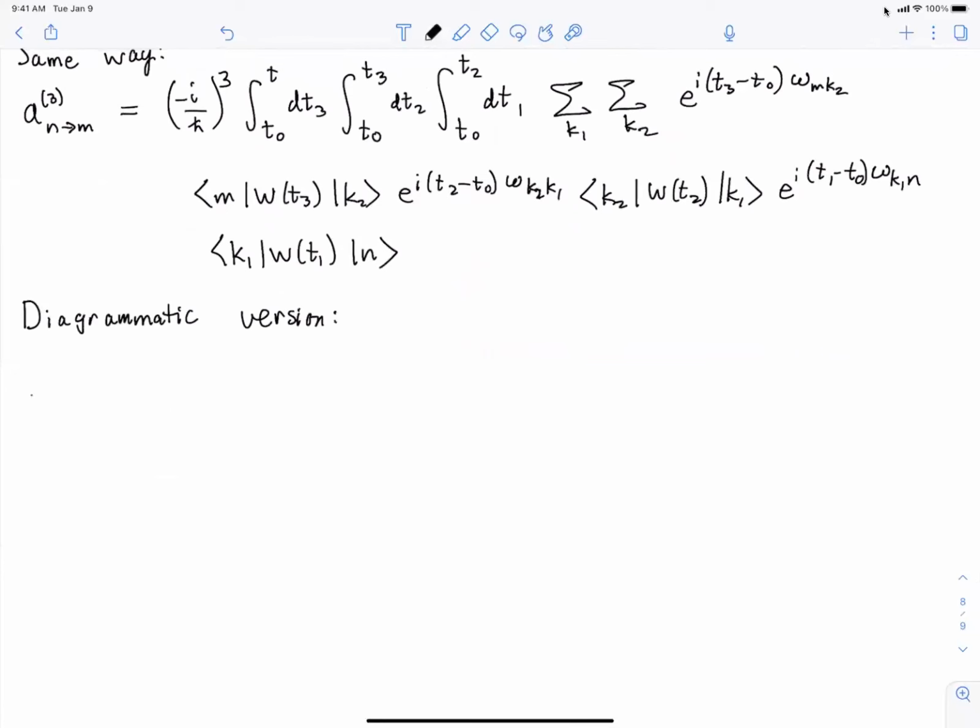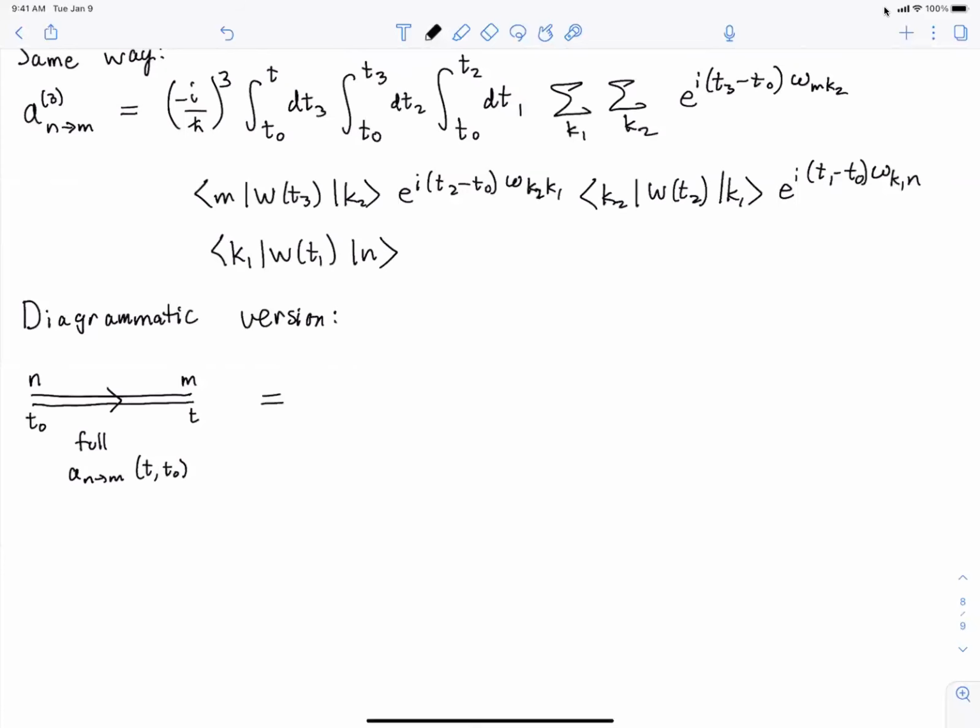Okay, so let me do it the following way. I'm going to draw a double line with an arrow on it. And that's going to represent the full transition amplitude to go from T0 to T. So I'm going to label the first part of the line as T0 and the second as T. And I'm going to say I'm in the state N here, and I end up in the state M here.